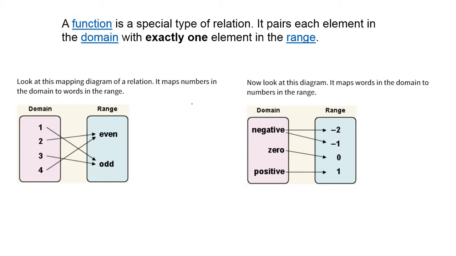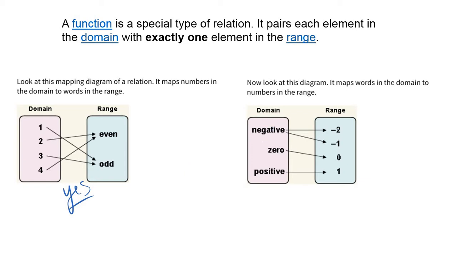These are just called mapping diagrams. So here's our domain values. We got 1 paired up, it's an odd number, 2's an even, 3's an odd, 4's an even. Well, notice, here's the key to look for. Do any of these values in our domain point to more than one thing in the range? They don't. So this would be a yes. This is a function.